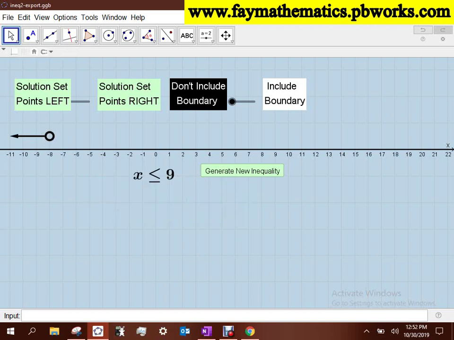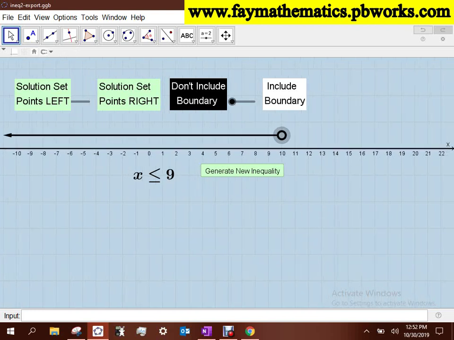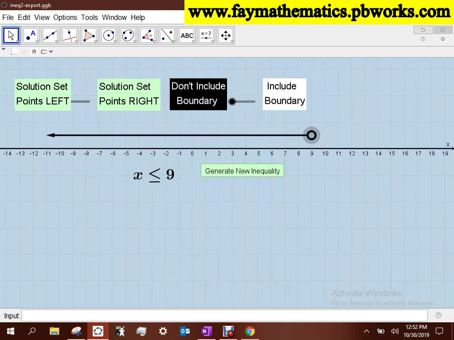If I say x is less than or equal to 9, we're going to find 9. Put 9 there. Would you agree that those are the numbers that are less than or equal to 9?